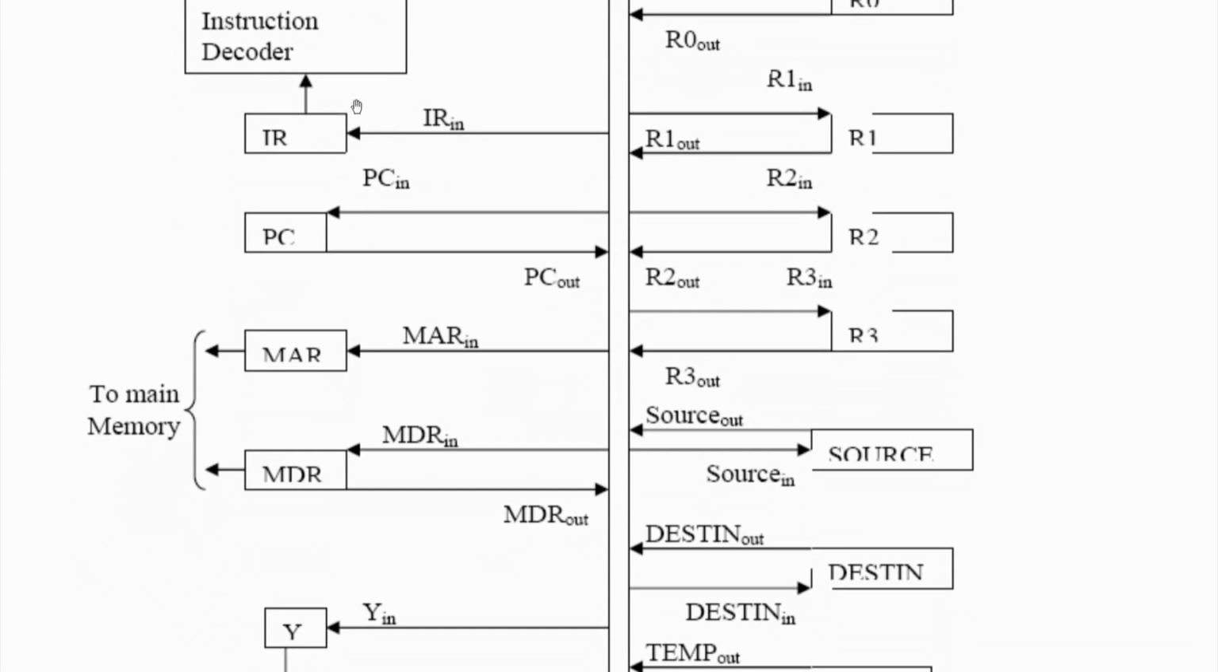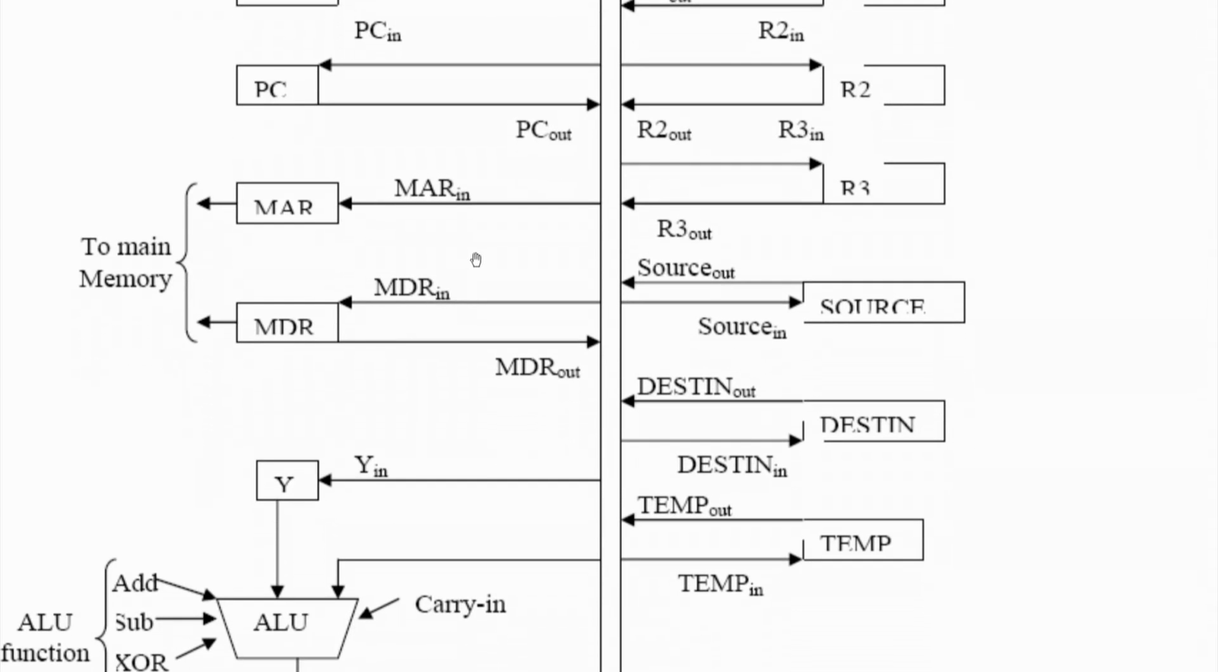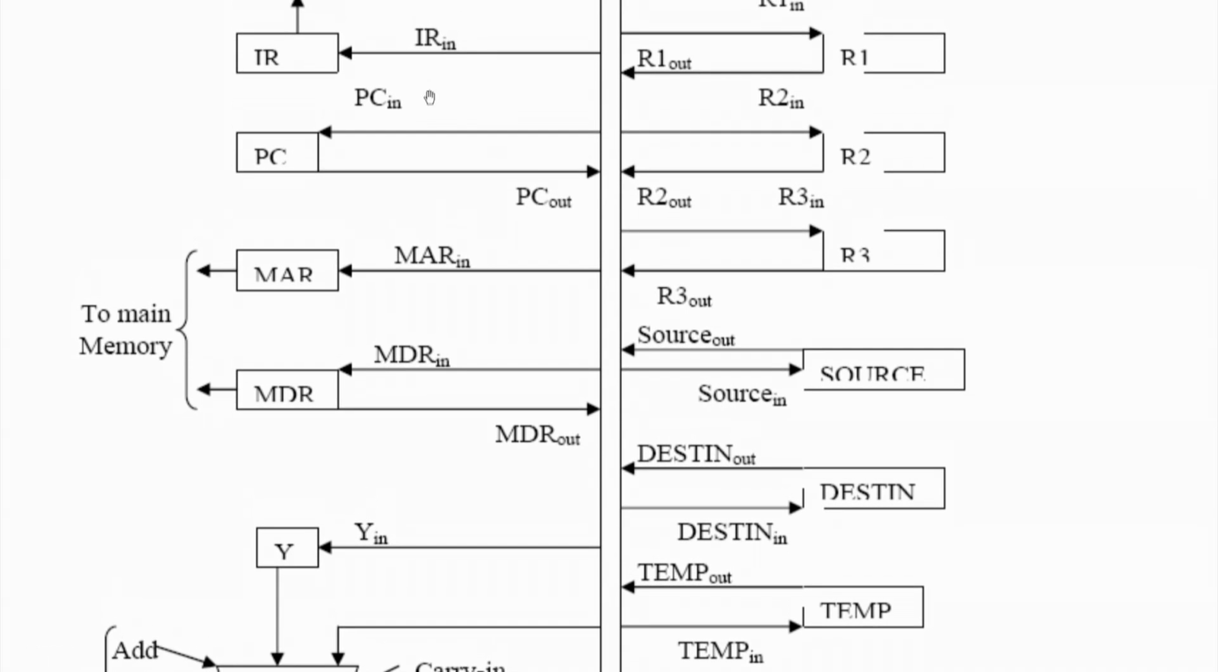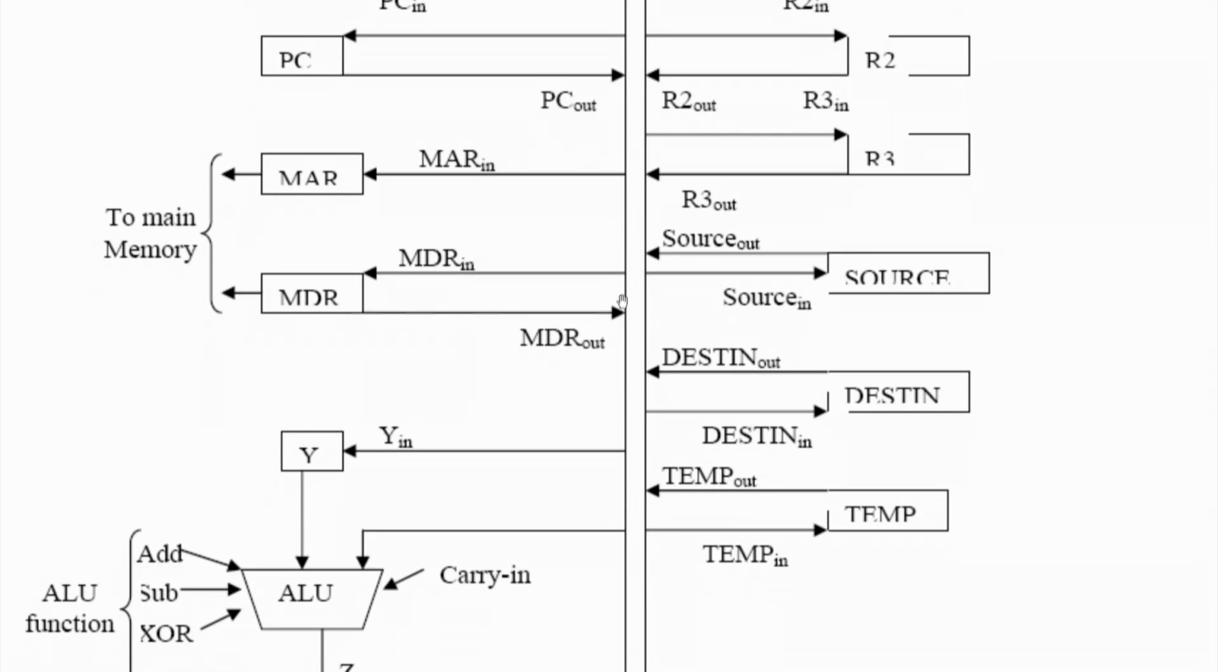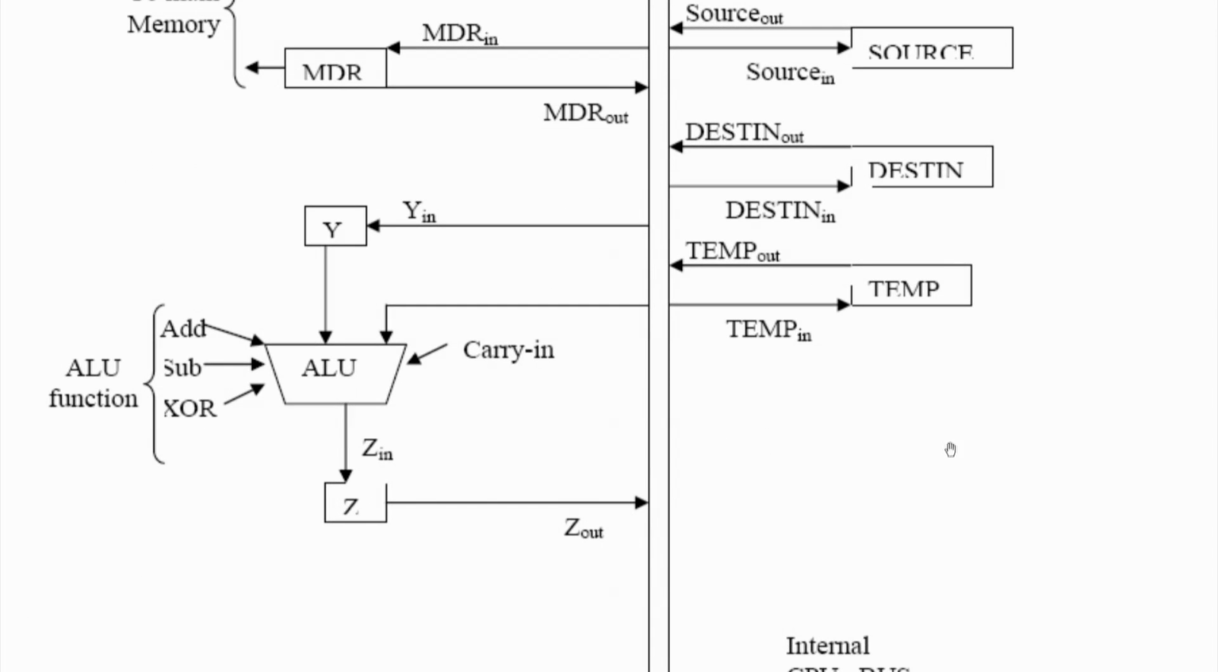Then we have an instruction register. The instruction register always takes the input, so IR in is 1. So, 14 plus 1, 15 signals. Program counter in and out: 16, 17. Memory address register in: 18. Memory data register in and out: 18 plus 2, 20. Then this is your CPU. So, you can say Y in, then your functions, which will be again some control lines for the functions, and then Z in and Z out.